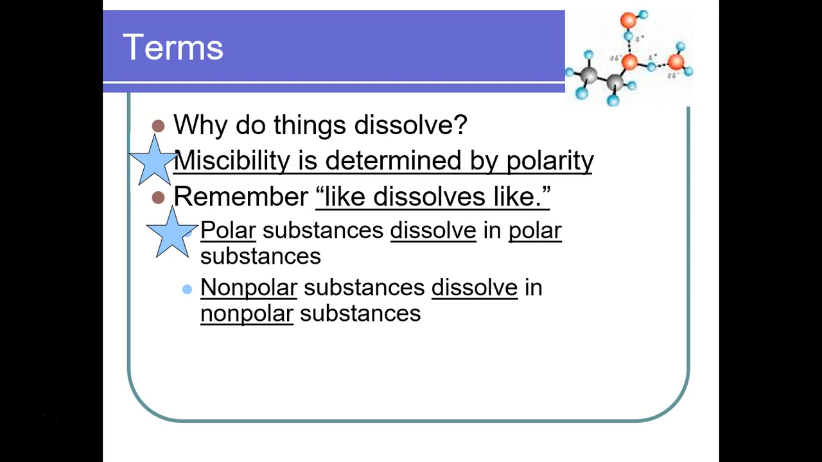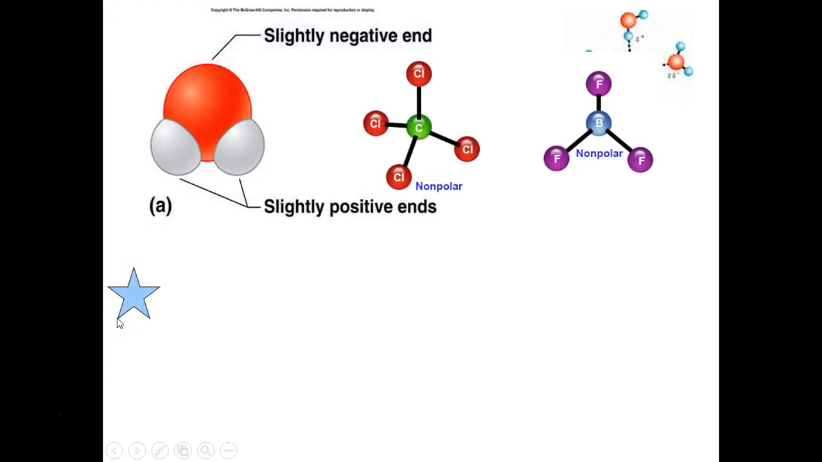So polar substances are going to interact with polar substances. Nonpolar substances are going to interact with nonpolar. We use a term called "like dissolves like" to help us remember that. So polar dissolves polar, nonpolar dissolves nonpolar. Now what on earth does that mean? Well, let's take a look at some molecules here.